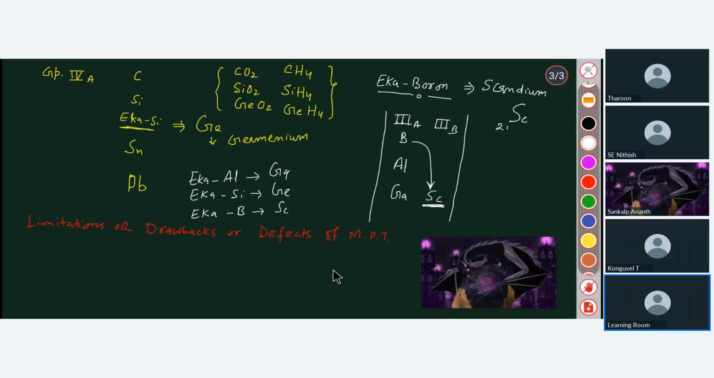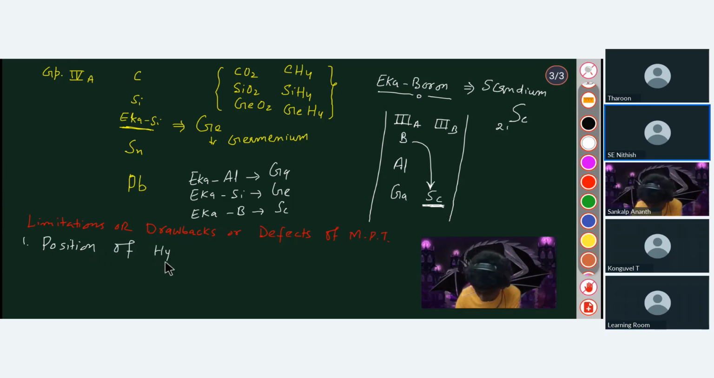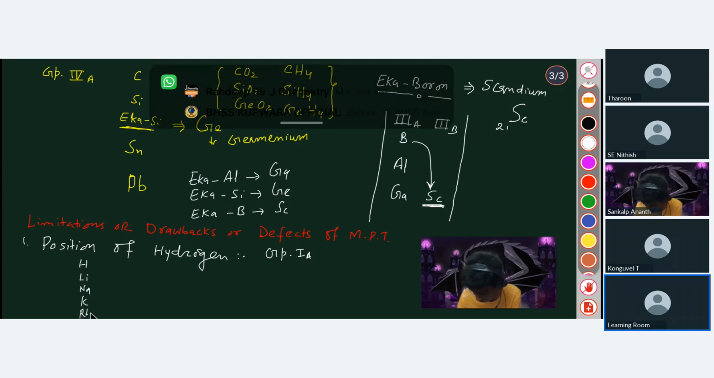Can you tell me the first limitation? The first limitation is the position of hydrogen. In Mendeleev's periodic table, where was hydrogen placed? It was placed above everything, in group 1A. The elements of group 1A were hydrogen, lithium, sodium, potassium, rubidium.